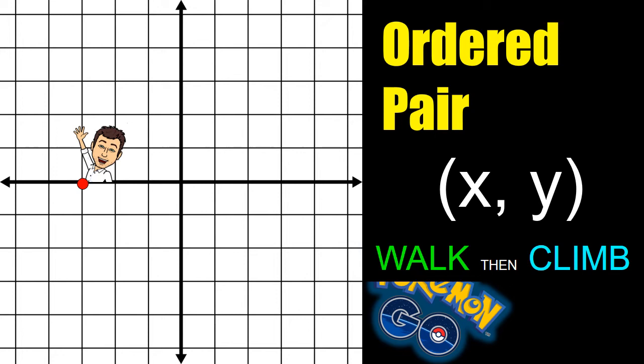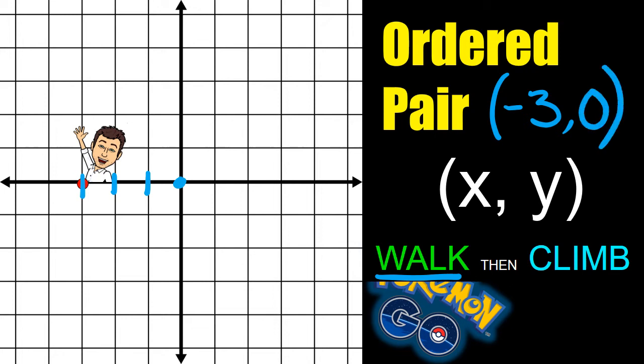So let's find Mr. Peterson again. We're going to start in the origin and walk along the x-axis. Let's go ahead and take a walk. We're going to walk 3 units to the left, and then we stop because we found Mr. Peterson. So our x-coordinate is going to be -3. Since we didn't climb at all, we didn't go up or down, let's label that with a 0 because we didn't go anywhere up or down.